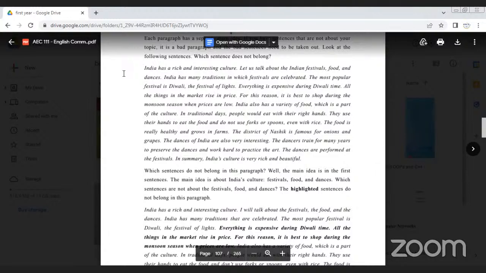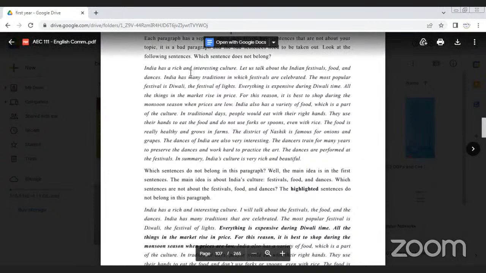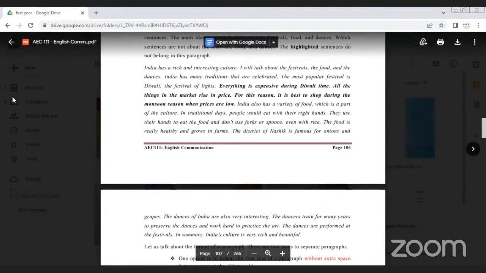In this paragraph, which sentences do not belong? Well, the main idea is in the first sentence. Okay, the main idea is about Indian culture. India has a rich and interesting culture. The main idea is about India's culture, festivals, foods, and dances. When sentences are not about the festivals, foods, and dances, the highlighted sentences do not belong in this paragraph. See, these are the highlighted sentences.